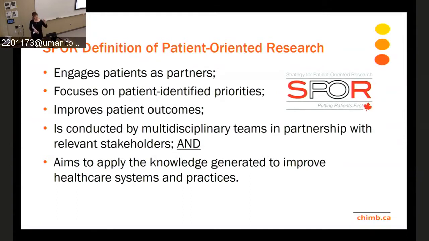Now, if you notice, I capitalized and underlined "and," because oftentimes I'll have health researchers say to me, well, I do patient-oriented research. I do research that improves patient outcomes. And that's awesome. But a lot of health research could encompass this. When we talk about patient-oriented research, we also want to talk about engaging patients as partners, focusing on patient-identified priorities, the multidisciplinary teams that involve policymakers, healthcare decision makers, and patient partners, as well as making sure that the knowledge that's being generated works towards improving healthcare systems and practice. So all of these elements are essential.